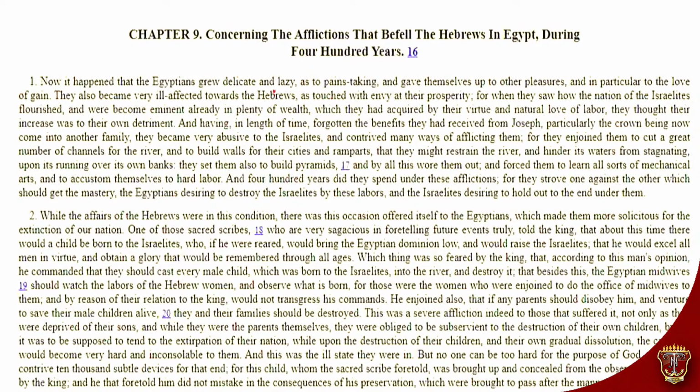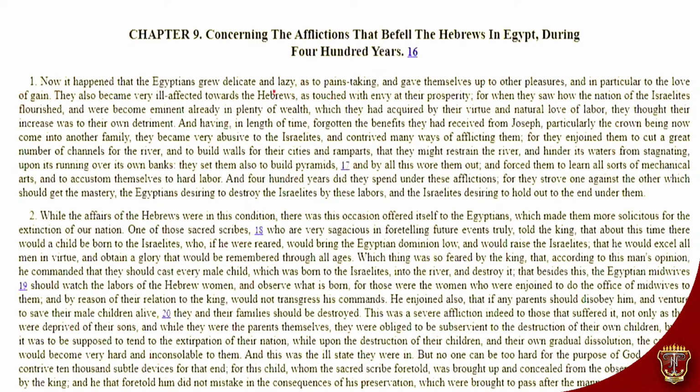Read. "They became very abusive to the Israelites and contrived many ways of afflicting them. For they enjoined them to cut a great number of channels for the river and to build walls for their cities and ramparts." So not only were we building pyramids, which is all we read about, with the mortar and brick, they also had us digging out channels so the river could flow through certain areas they wanted to cultivate. And we built walls for their cities and ramparts. So we were actually building a hedge, a boundary, a barrier for Egypt as well. Not just the pyramids, right?